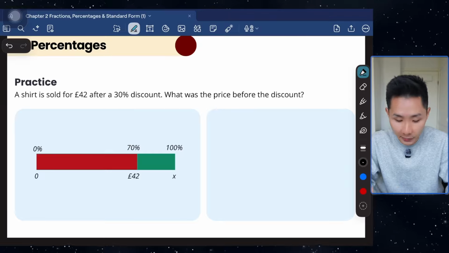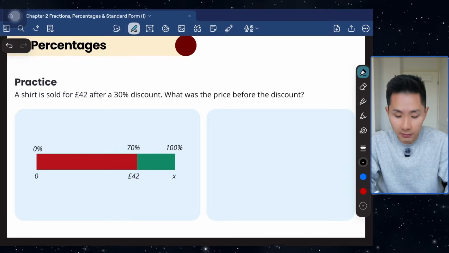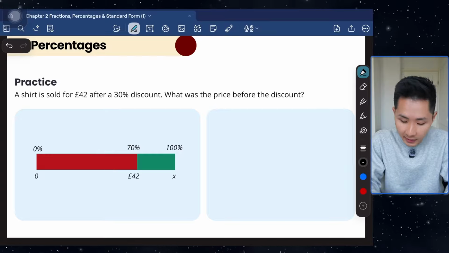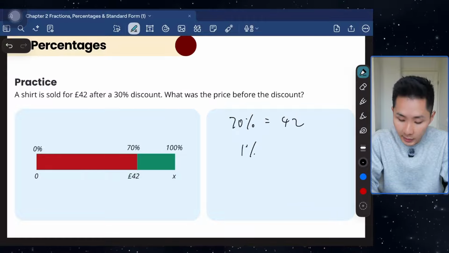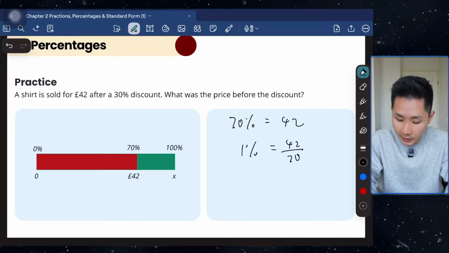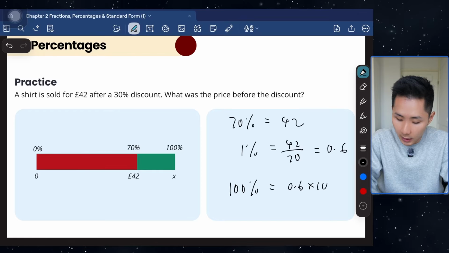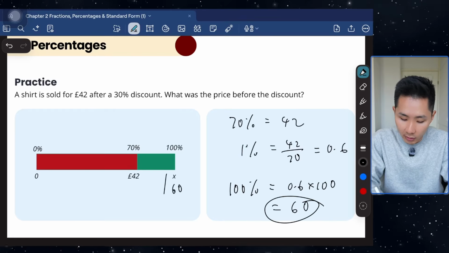Well, let's practice another question. A shirt is sold for $42 after a 30% discount. What was the price before the discount? Once again, 70% is 42 pounds. What is 1%? To do that, you can do 42 divided by 70, and 100% will be 0.6 times 100, which will give you 60. So 60 is the original price.